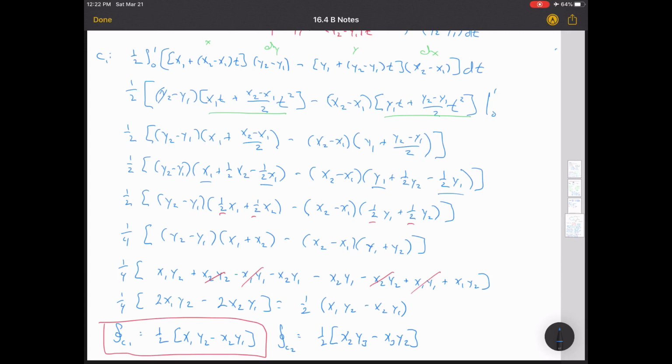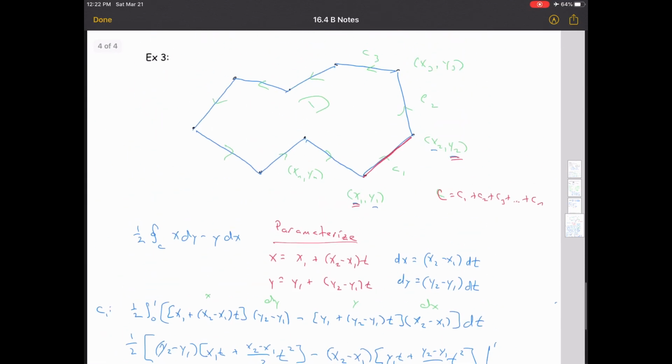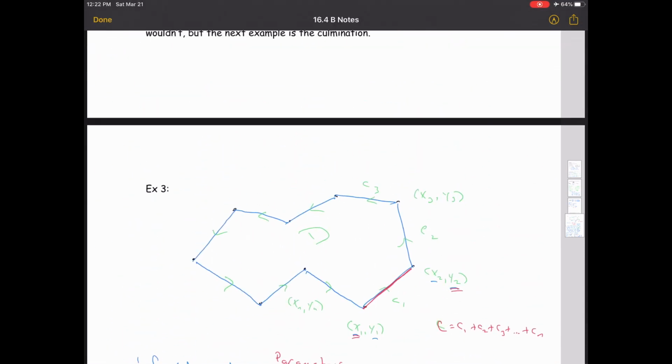So add all integrals over C, and you would get area of the polygon. And again, this is much easier to do than if you were to try and algebraically figure out this area. I mean, you could probably do it.